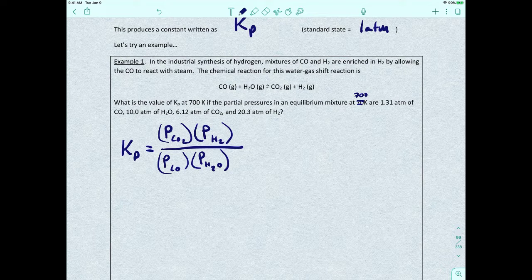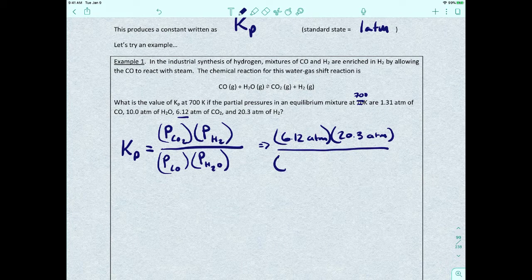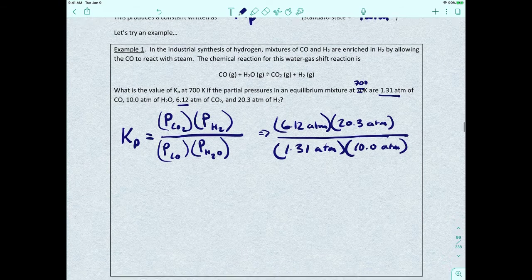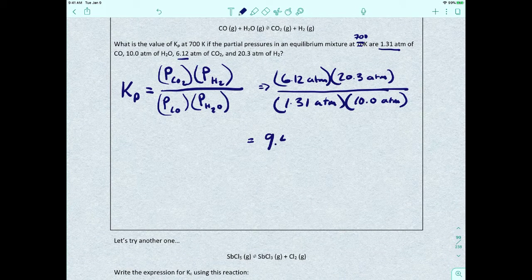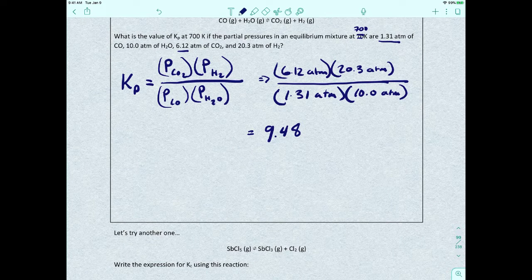Okay, so let's pop in our numbers. The pressure of CO2, according to the problem, was 6.12 atmospheres. The pressure of H2 was 20.3 atmospheres, divided by the pressure of CO, which was 1.31 atmospheres, and then the pressure of H2O was 10.0 atmospheres. So if you take 6.12 times 20.3 divided by the product of 1.31 times 10, the number you get is 9.48. All right, so that's how you would solve an equilibrium problem if you know the pressures at equilibrium.